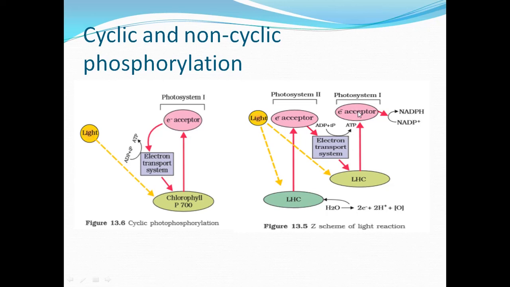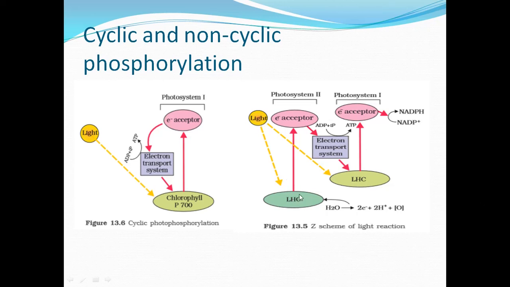Now, these electrons are transferred from the electron acceptor to a molecule of NADPH. So the electrons released by the electron acceptor are accepted by NADP plus. As a result, NADP plus is reduced to NADPH. So in non-cyclic photophosphorylation, both ATP as well as NADPH are synthesized. Since the electrons do not return back to the reaction centers, this is called non-cyclic photophosphorylation. It is also called the Z scheme.